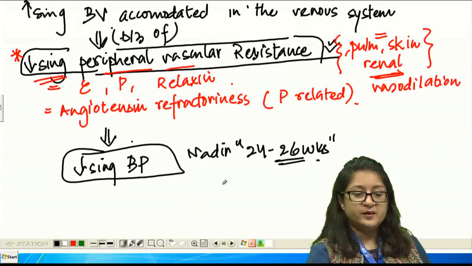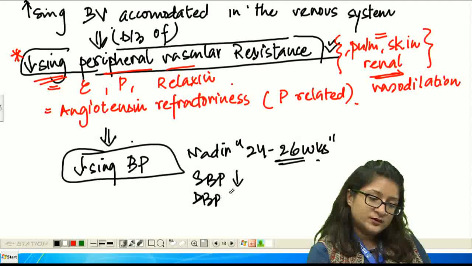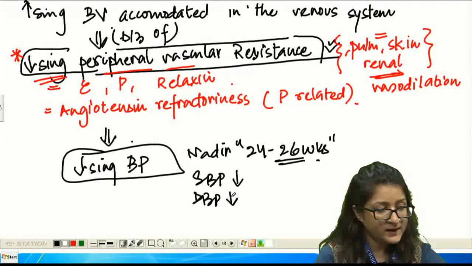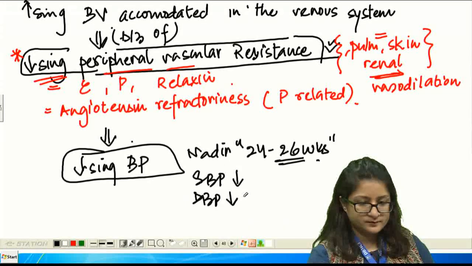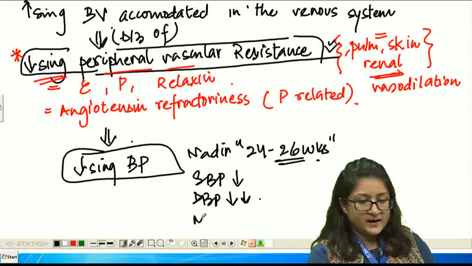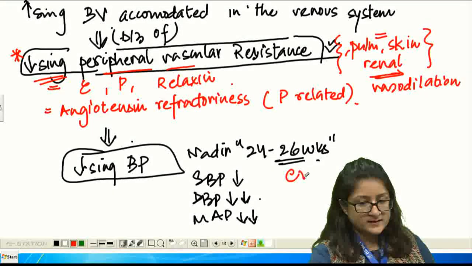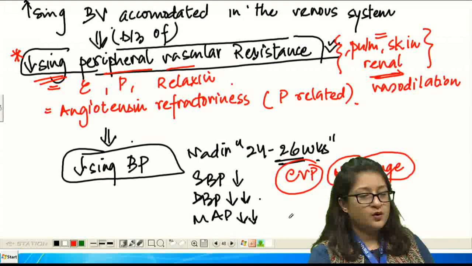Systolic BP is also decreased, diastolic BP is also decreased, but remember that the diastolic BP is decreased more as compared to the systolic BP. Mean arterial pressure also decreases. What is important is that the CVP, the central venous pressure, has no change.